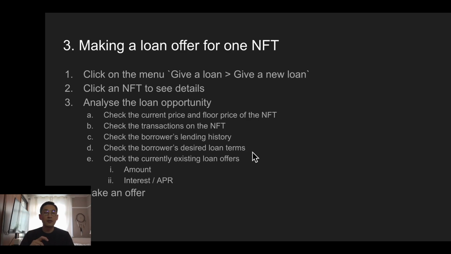So when they list their NFT that they owned, they have the option to show what kind of loan terms that they desire. So you can take a look at that. And then also check the currently existing loan offers against that NFT. Check their amounts and the interest rate, their annual interest rate as well. And then finally, you can make an offer on that NFT details page. So now I'm going to share the screen and show you how that's done.